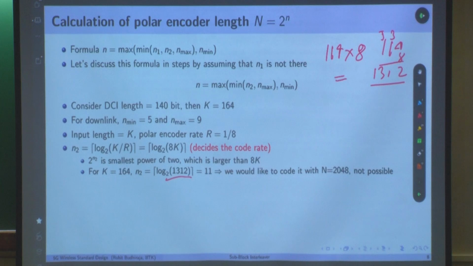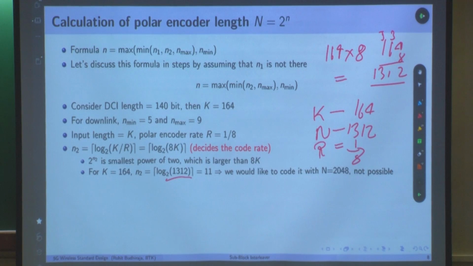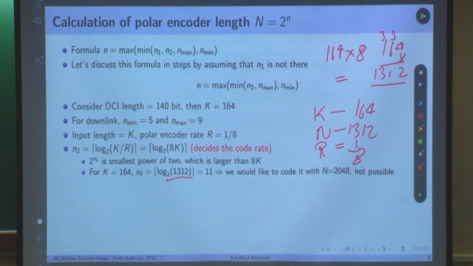The polar encoder output should be how much in order to have the rate of 1 by 8? It should have 1312, correct? If K is 164, then N should actually be 1312, so that the rate becomes 1 by 8. But the polar encoder doesn't allow you to do that. It only allows coding in lengths of 2 power n.